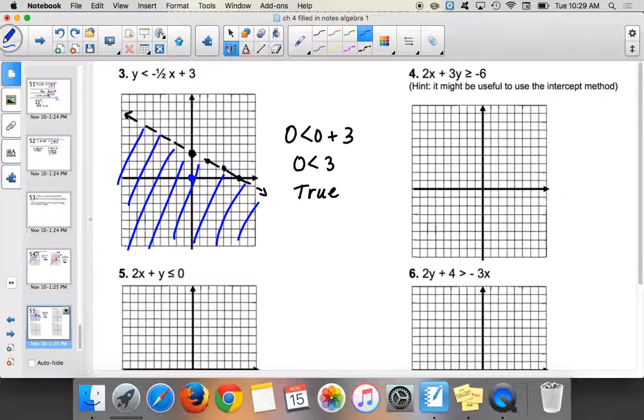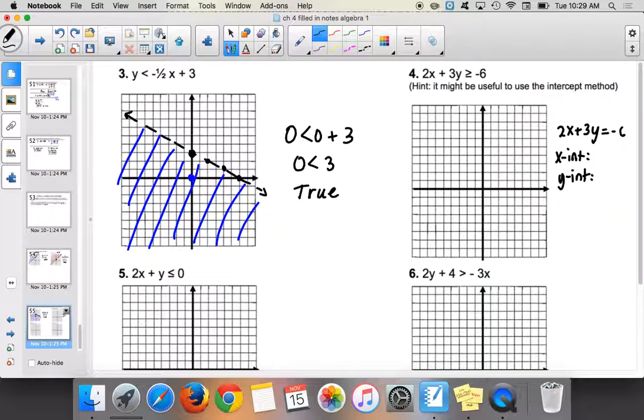All right, so the next one. So I have 2x plus 3y is greater than or equal to -6. So let's talk about the boundary line. So the boundary line is if I had 2x plus 3y equals -6, right? I know how to find the x-intercept and the y-intercept for that. Do you guys remember doing this before?